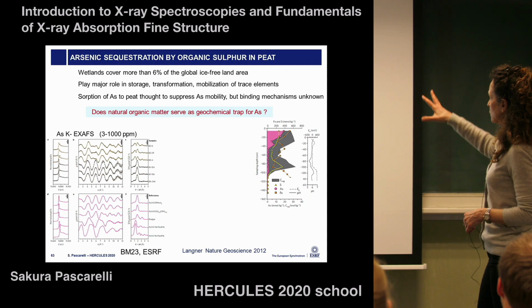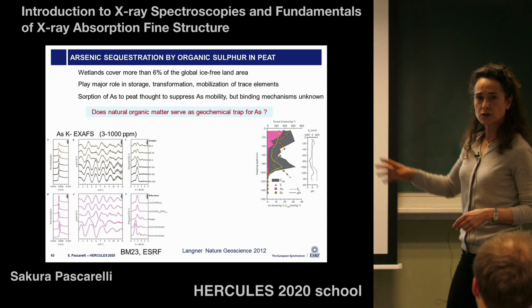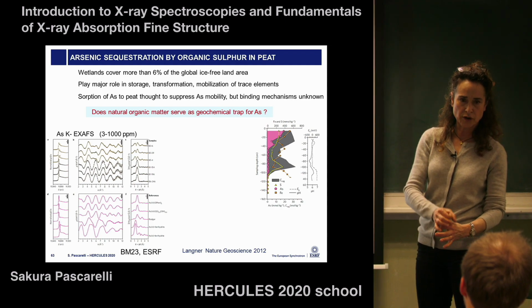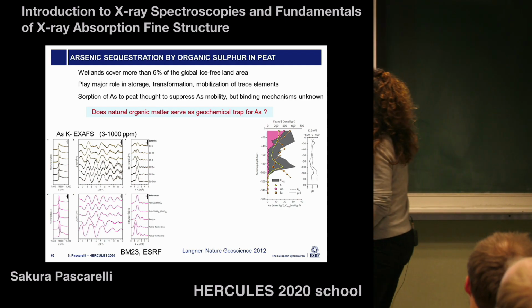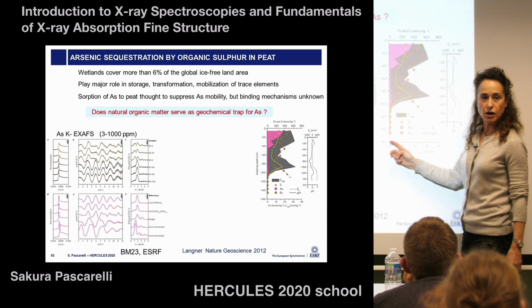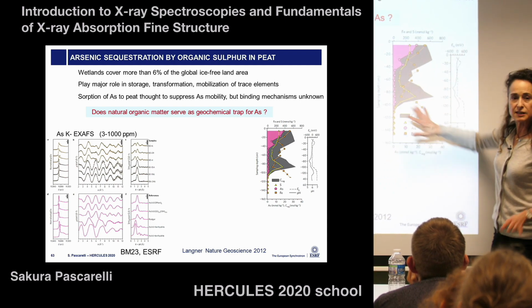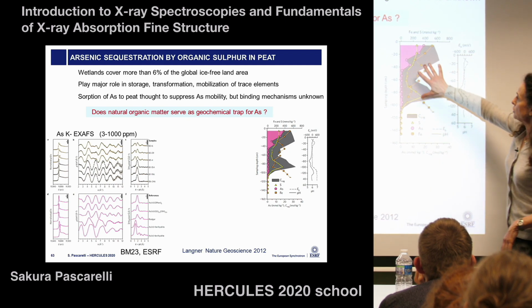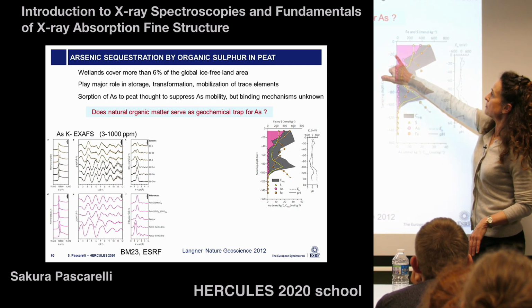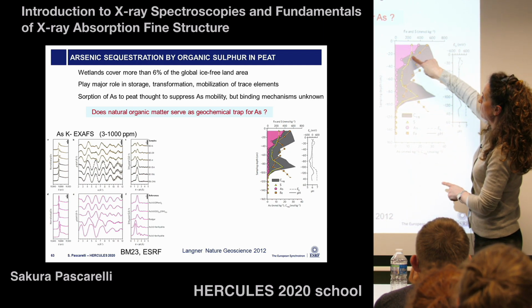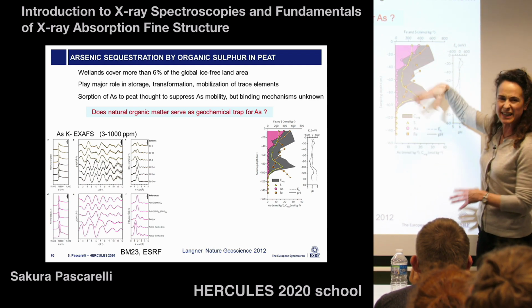And so this is a group from Switzerland. They took some carrots. Carrots are long pieces of soil that they just dig out. And these were carrots that were 1.5 meters long. And they took samples from different depths. And they did a chemical analysis before coming to the beamline. So we knew, for example, that at this depth, they had this amount of arsenic, they had a little bit of iron, and they had a lot of organic matter.